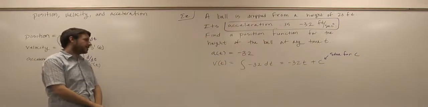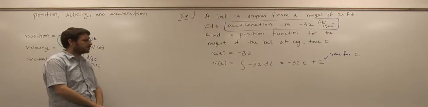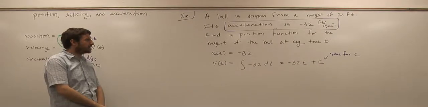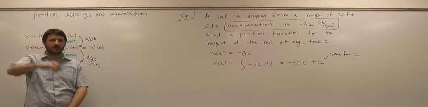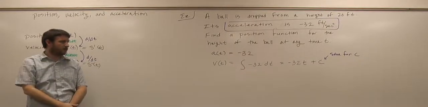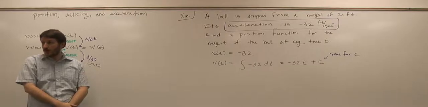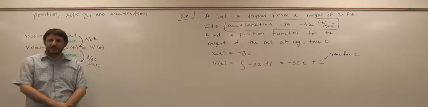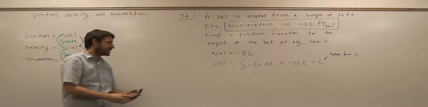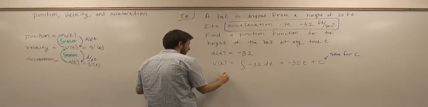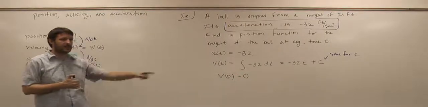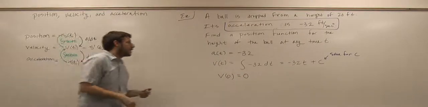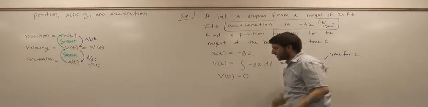So velocity, what does velocity mean? Velocity means the speed that the ball is going. So when the time is 0 seconds, meaning I'm just about to let go of the ball, right on the edge of letting go, what's the velocity of the ball? 0, because I'm not putting any speed into it, I'm just dropping it. So at the instant that you let go of the ball, the velocity is 0. That allows me to solve for c. This is because it says dropped.